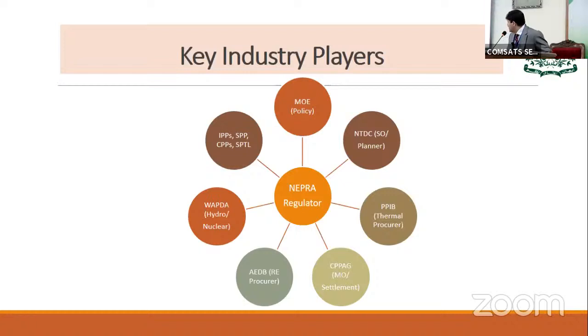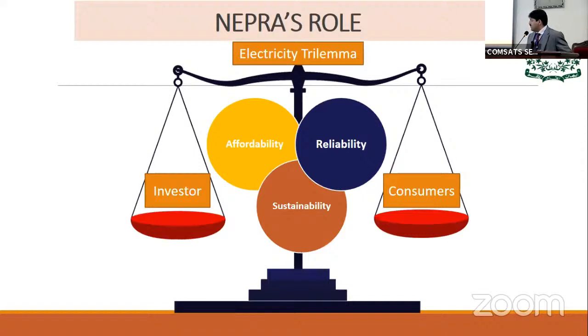The one thing missing in this is the distribution companies, who are distributing the electricity coming from the generation side to the end consumers. What is the role of NEPRA? As per our act, we have to create a balance between the investors and the consumers. How do we do it? We have to ensure that the electricity provided is affordable for the consumers first of all. It should be reliable. And the last thing is sustainable. Sustainability is very important because we have to take care of the sustainability of the whole segment, starting from the generation side, then transmission, distribution, and then consumers.